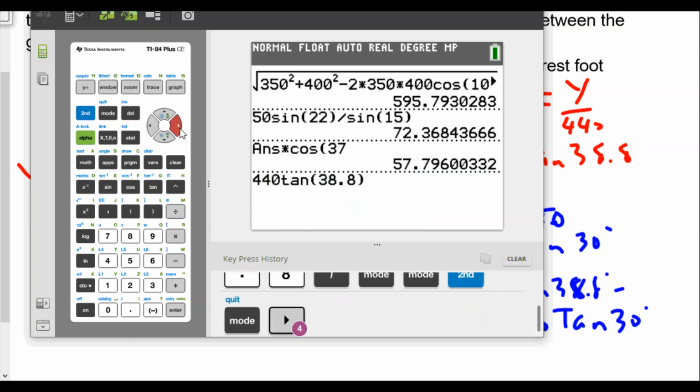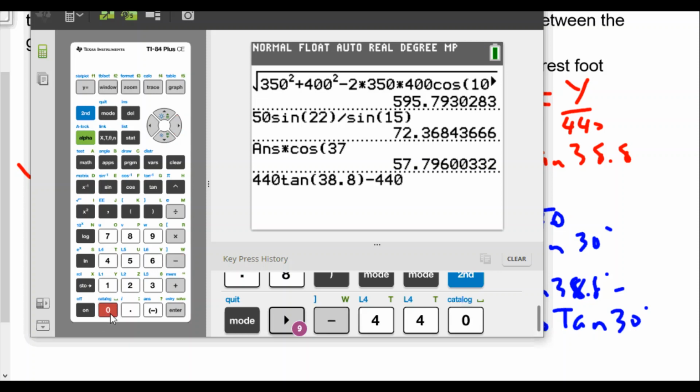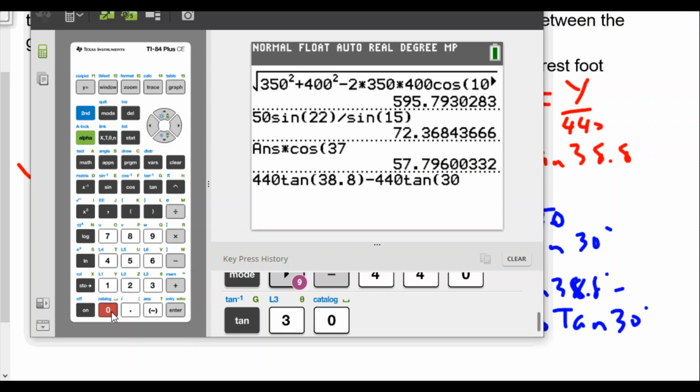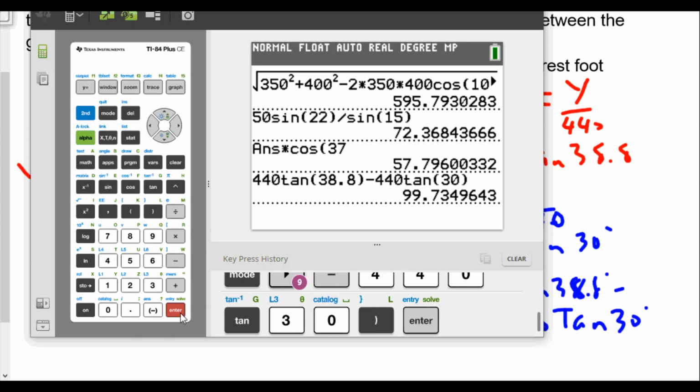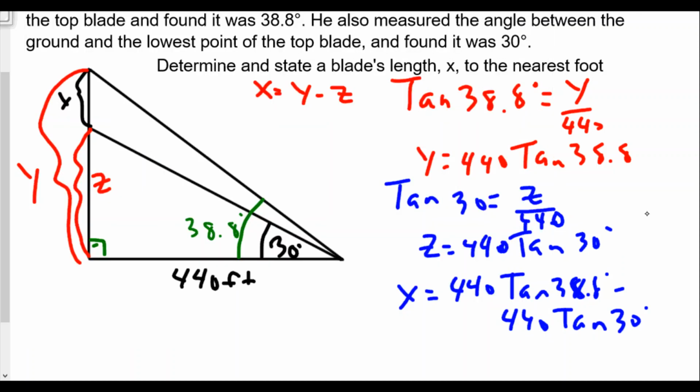So we can find the numerical value, or we can keep going. In this case, we just take away 440 tan of 30 degrees, and this is y minus z. So our x value would be 99.73, and to the nearest foot, x is equal to 99.7, or 100 feet.